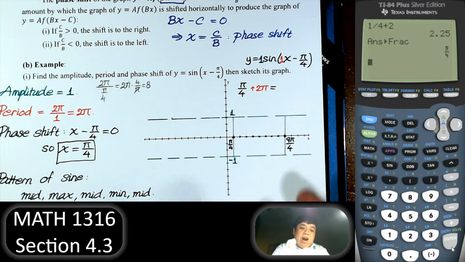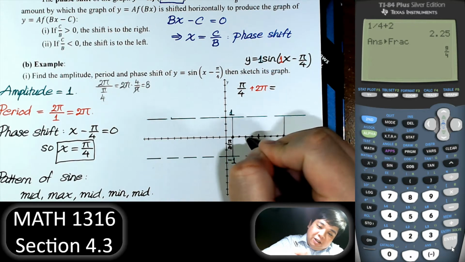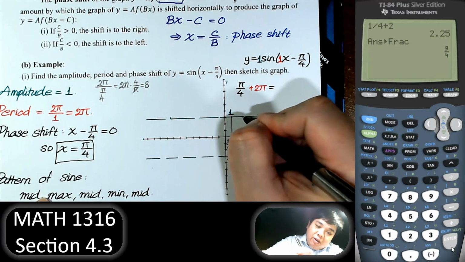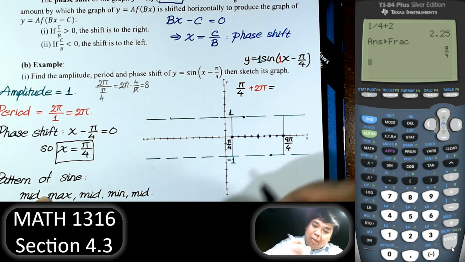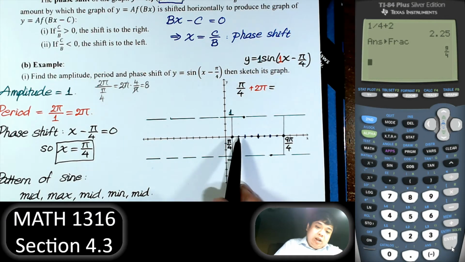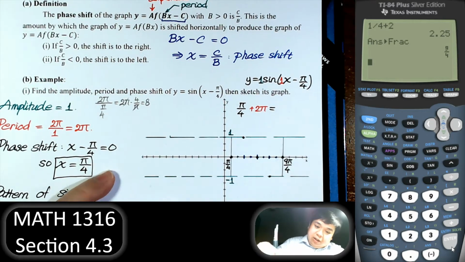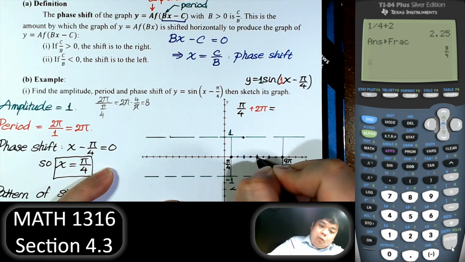So we have to find a relation between the amplitude, the phase shift and the period to choose the scale to be correct. Of course, we cut this in half and in 4 equal pieces. The pattern: middle, max, middle, min, back to the middle. Of course, if we want to, we can say half of that, the period is 2 pi. So the halfway point is a pi.